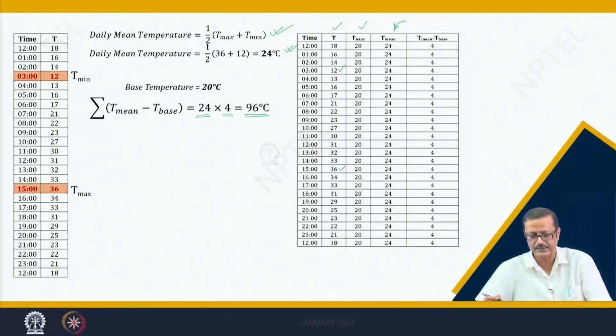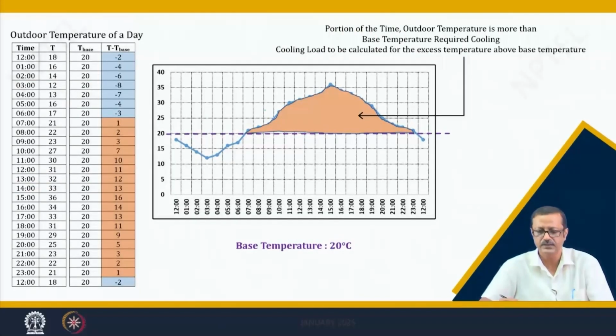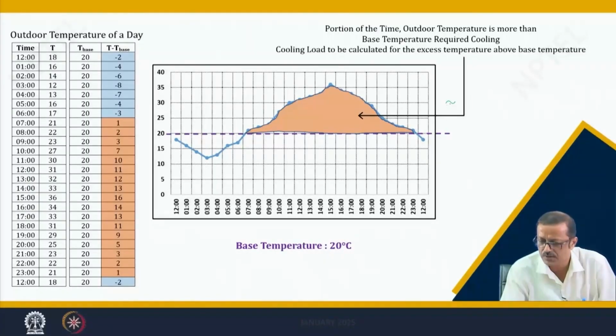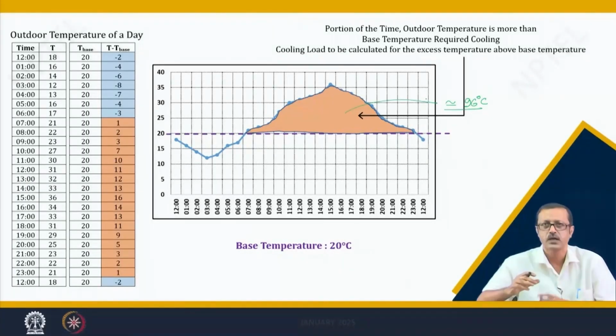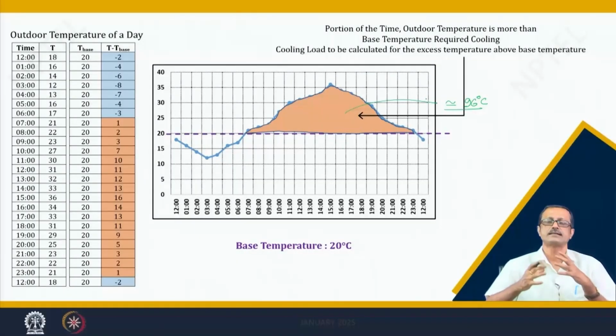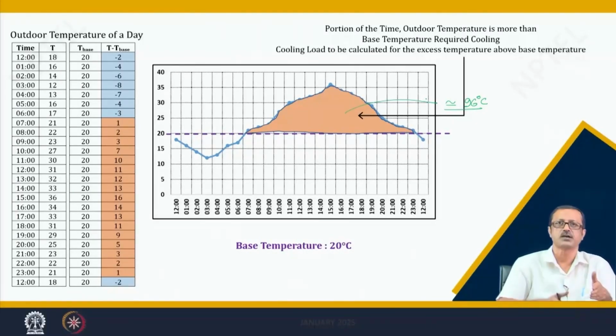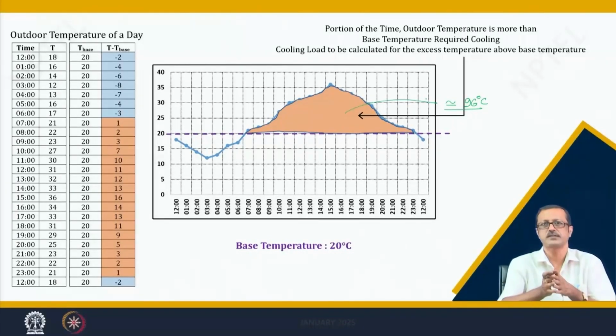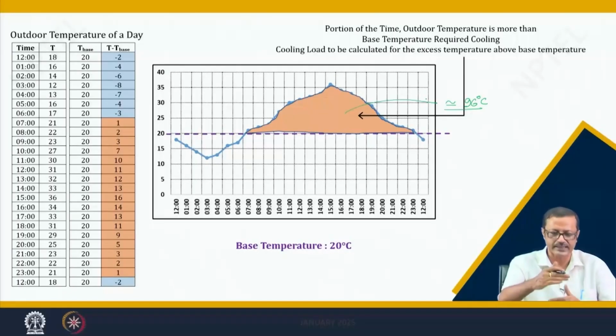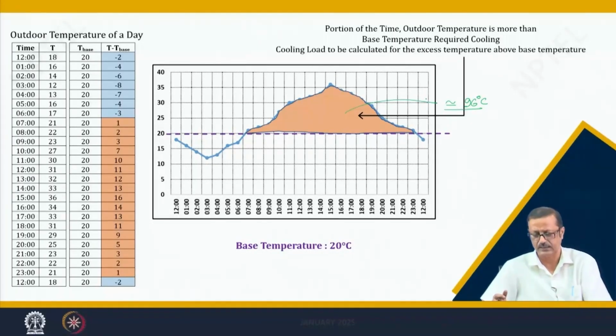So, this hump is almost 96 degrees centigrade. You require about 96 degrees centigrade of cooling for your day if you take all the highest values. Of course, it is not exact, because there is an approximation in T mean and T base, but it is very close to 96 degrees.